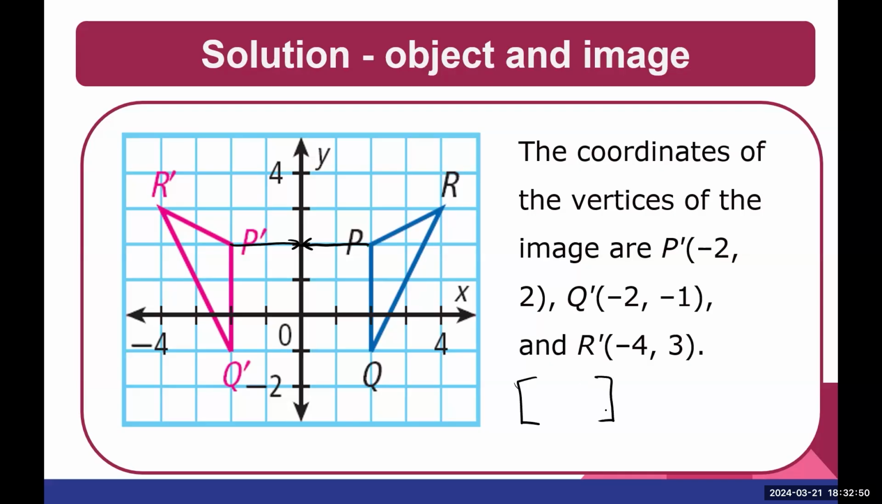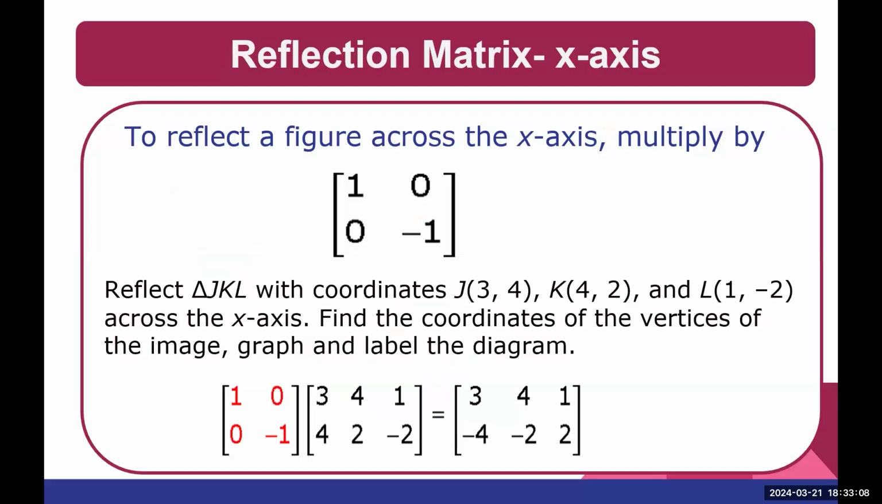1, 0, 0, negative 1. All right, so it's similar to reflecting across the y-axis. The only difference is that the signs change. So to reflect a figure across the x-axis, we multiply by 1, 0, 0, negative 1. Or we could perform the shortcut and just multiply everything in row 1 by 1, everything in row 2 by negative 1, which is what is done down here.